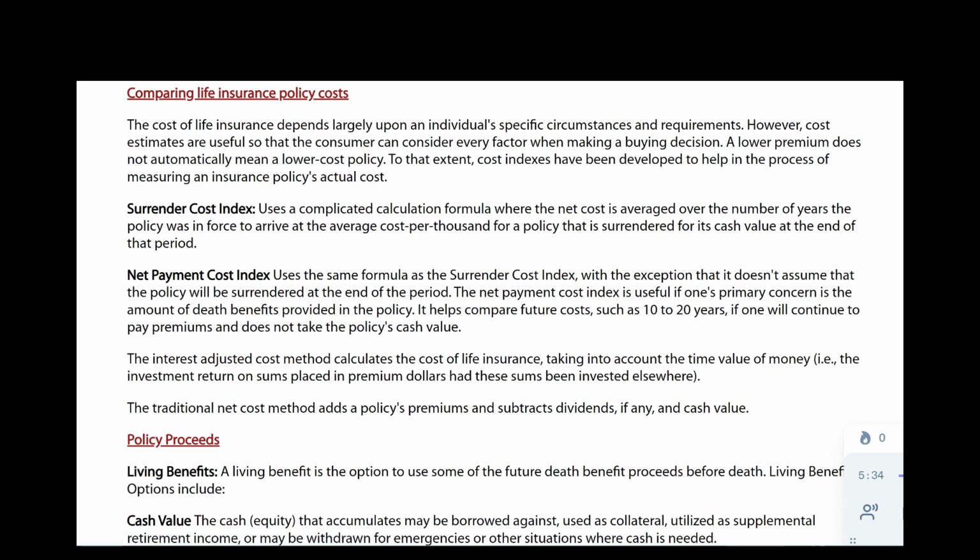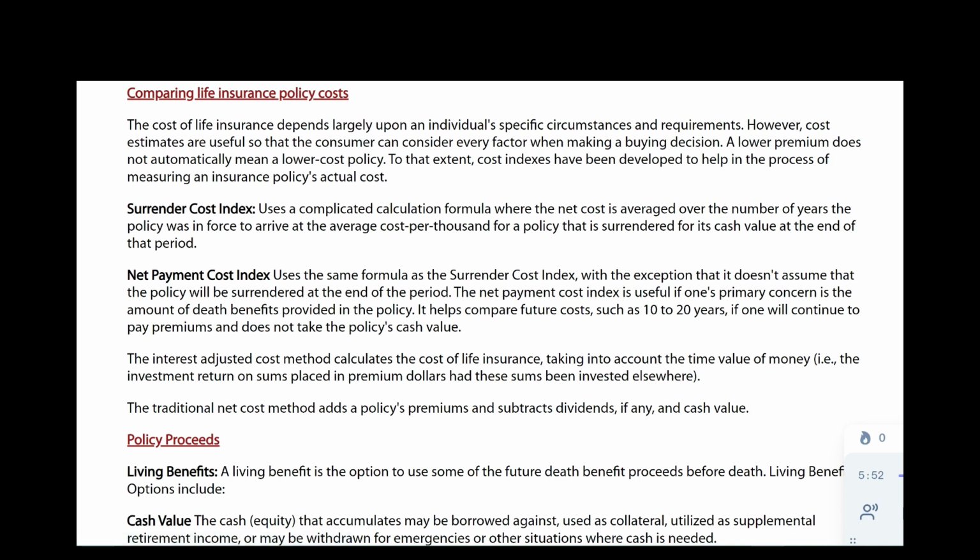Net Payment Cost Index uses the same formula as the Surrender Cost Index, with the exception that it doesn't assume that the policy will be surrendered at the end of the period. The Net Payment Cost Index is useful if one's primary concern is the amount of death benefits provided in the policy. It helps compare future costs, such as 10 to 20 years, if one will continue to pay premiums and does not take the policy's cash value.